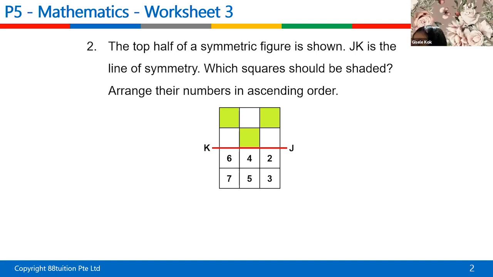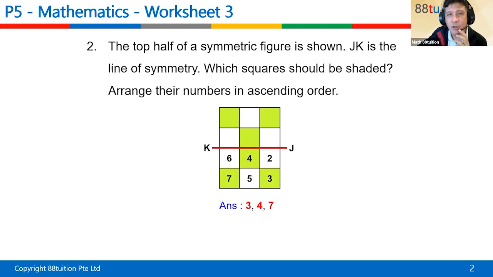If it's ascending order, then it should be going by 3, 4, 7. Very good. Yes, 3, 4, 7 should be correct, because these are the 3 shapes that we need to shade. Of course we start with 3, followed by 4, then followed by 7.